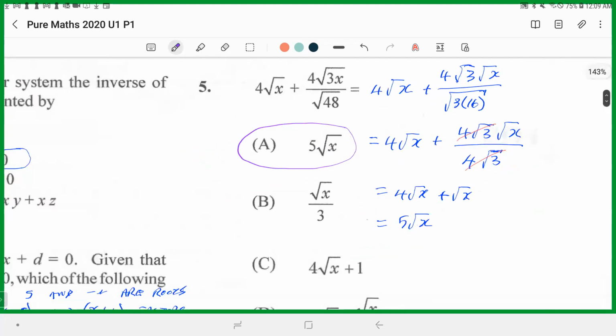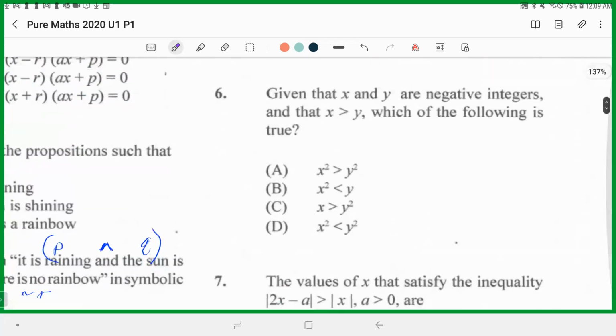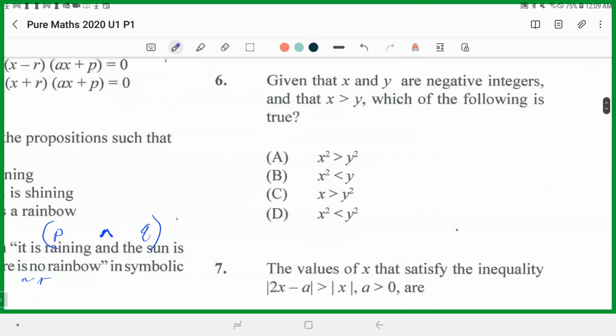5 root x. Number 6. This one says, given that x and y are negative numbers, and that x is greater than y, which of the following is true? So this can be done quickly by an example. It can be done by a calculation method, but also can be done by example. So what I would do is to actually give values to decide which of these is correct. This is the answer. If I look at it, I can see that. But let me show you now.